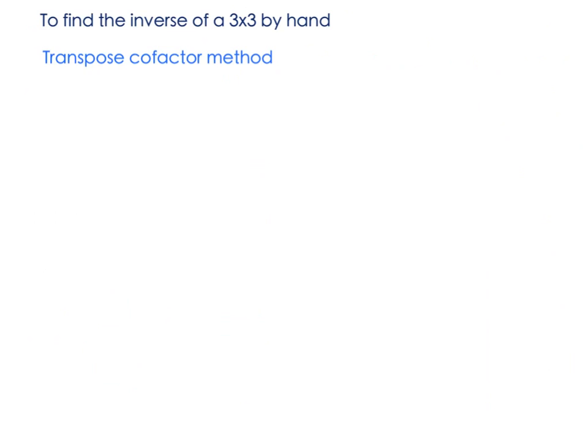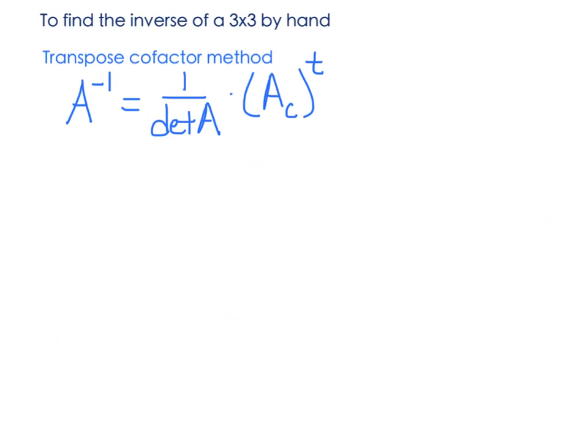All right, this is the transpose cofactor method, and what that says is that the inverse of a matrix A is equal to 1 over the determinant of A, and since it's a 3 by 3, you'll have to use either the diagonals method or the expansion by minors method, either way. And then you're going to multiply it by A sub C, which is called the cofactor matrix, and I'll show you how to do that in a minute. And then to the t power means to transpose it.